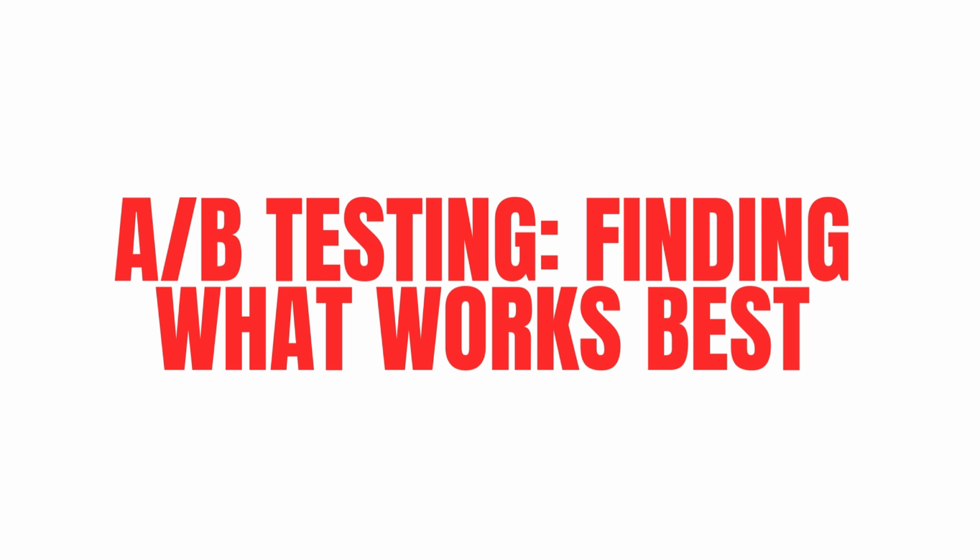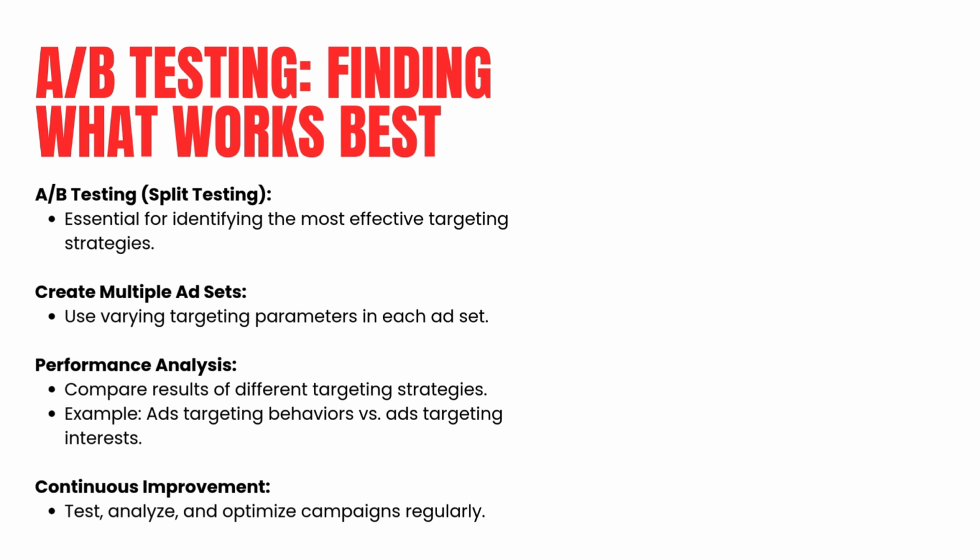7. A/B testing. Finding what works best. Now that you understand the targeting options available, it's time to put them to the test. A/B testing, also known as split testing, is essential for discovering which targeting strategies yield the best results. Create multiple ad sets with varying targeting parameters and analyze the performance of each. You might find that ads targeting users based on behaviors outperform those targeting interests, or vice versa. The key is to continually test, analyze, and optimize your campaigns for maximum impact.